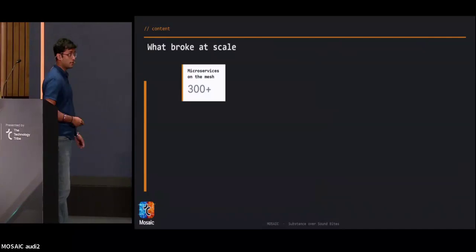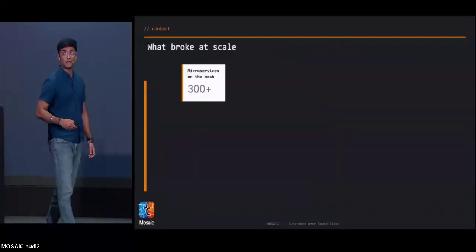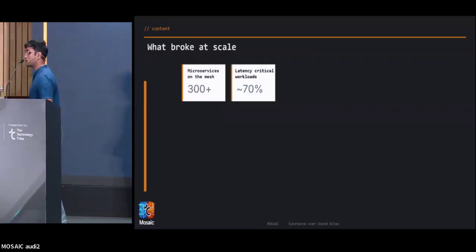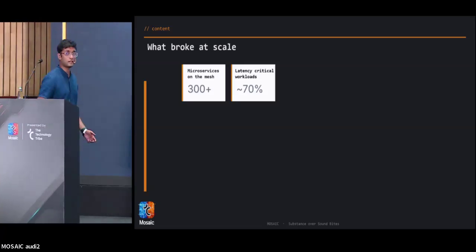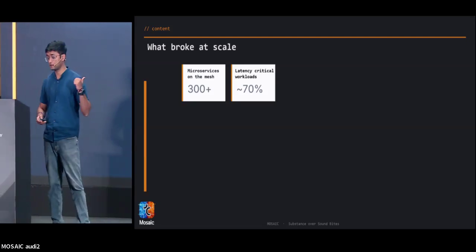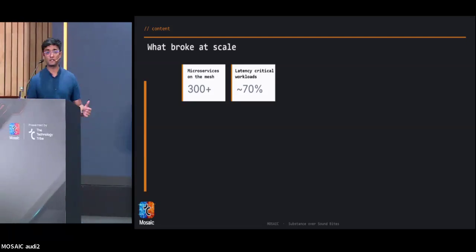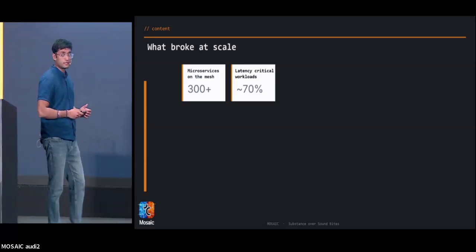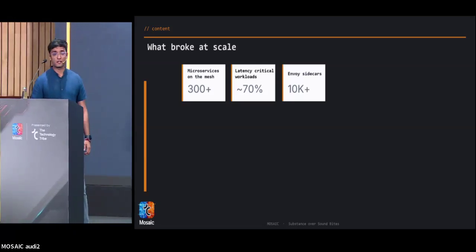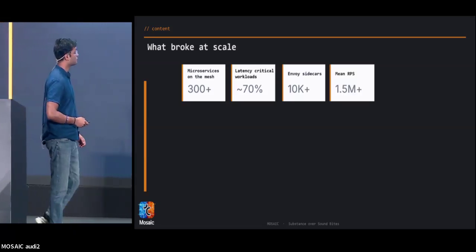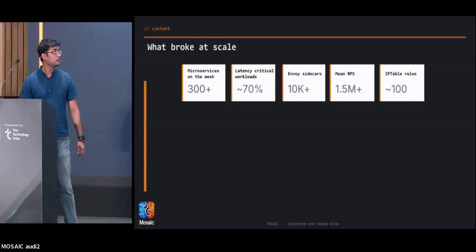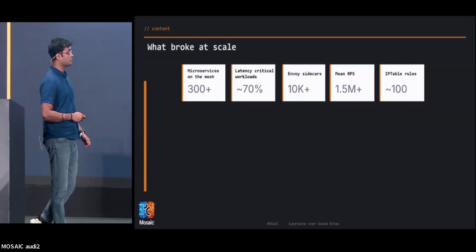So what broke at scale? Let's understand the scale first. We have 300-plus microservices in our ecosystem, and close to 70% of them are orchestrating services, thin orchestrators on top of these low latency systems. They get the data from all these systems, stitch it together, and send the response back to the client. We had close to 10,000 Envoy sidecars running in our system, close to 1.5 million RPS handled by these sidecars, and about 100 IP table rules.